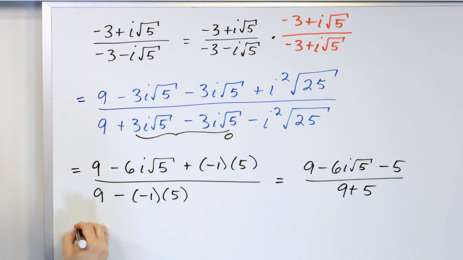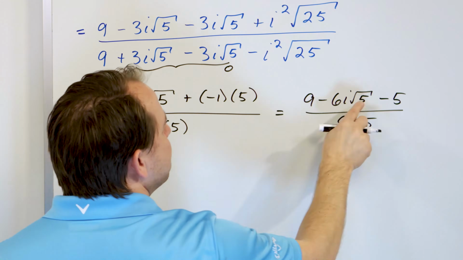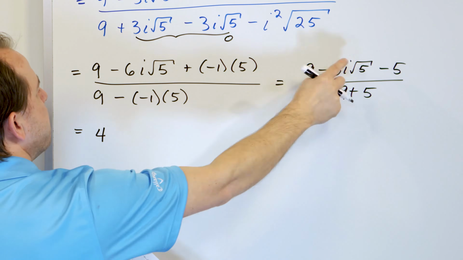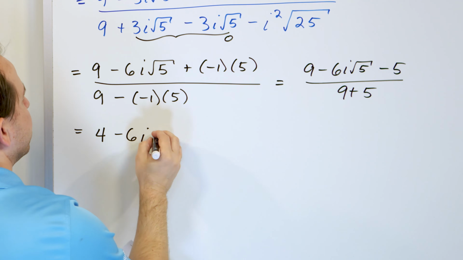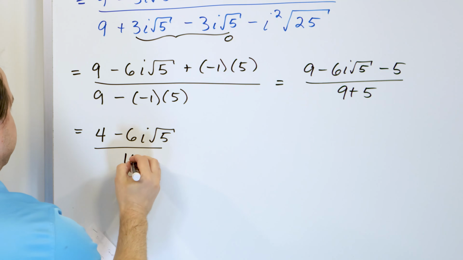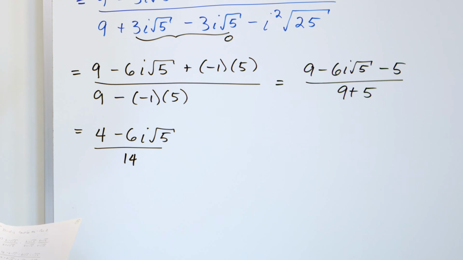And in the last few steps here, what is 9 minus 5? We can do the real parts. 9 minus 5, of course, is 4. And then we have the minus 6I root 5. In the bottom, 9 plus 5, of course, is 14. So what we're going to have is, let me just double check, 4 minus 6I root 5 over 14.